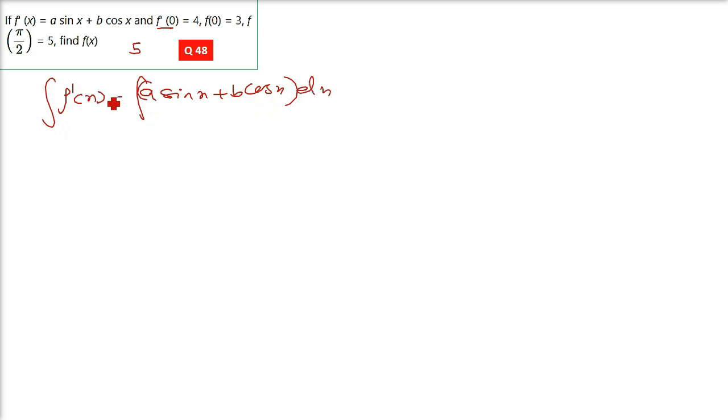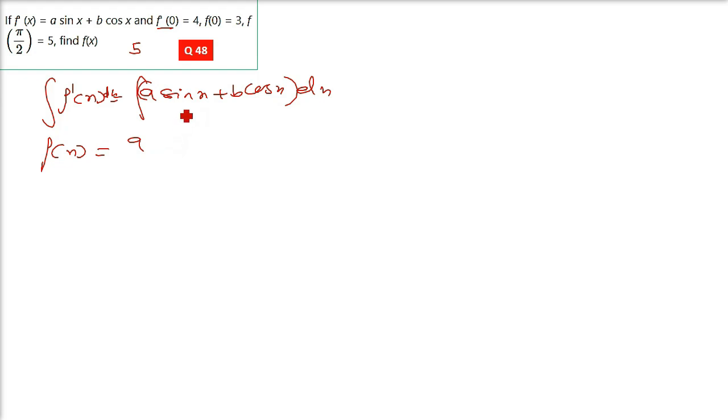Once you integrate this, the integration of f dash x will be f x. There are 49 questions we have to do, so I'm just doing it quickly, and these things are all very known to you up till now. So I'm directly integrating sin x.